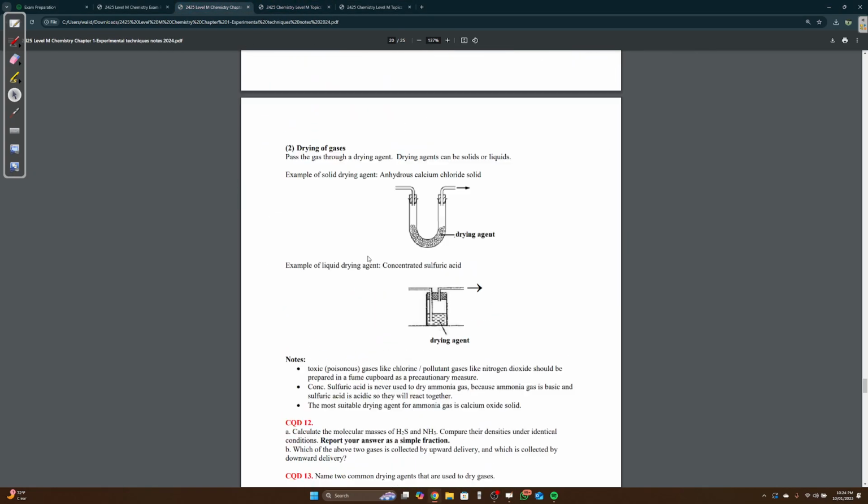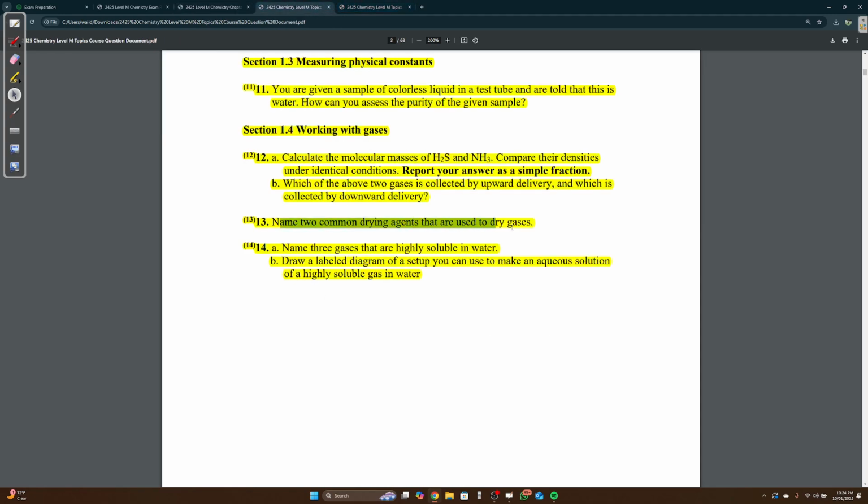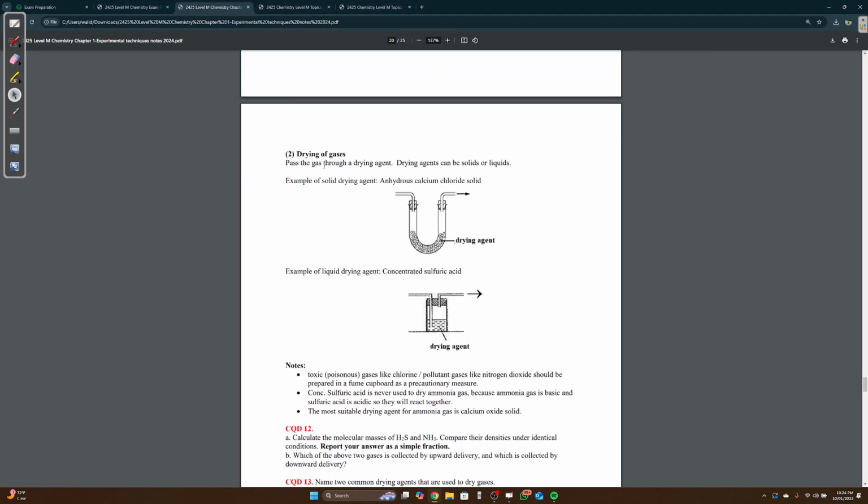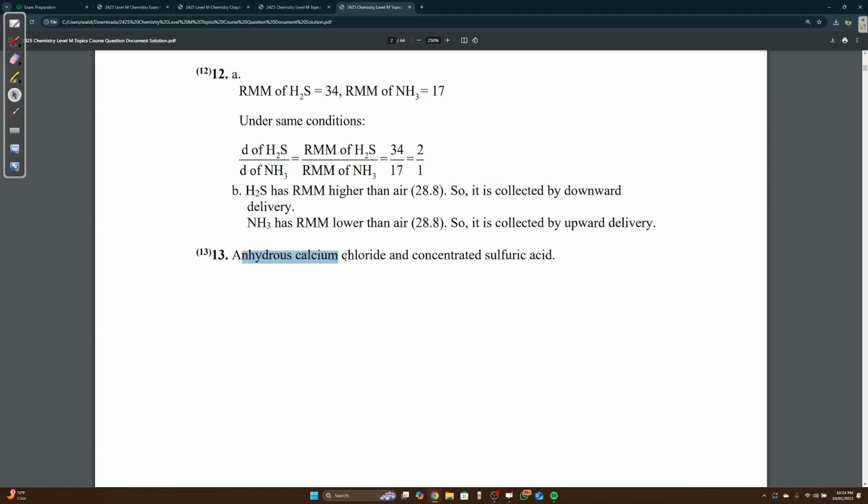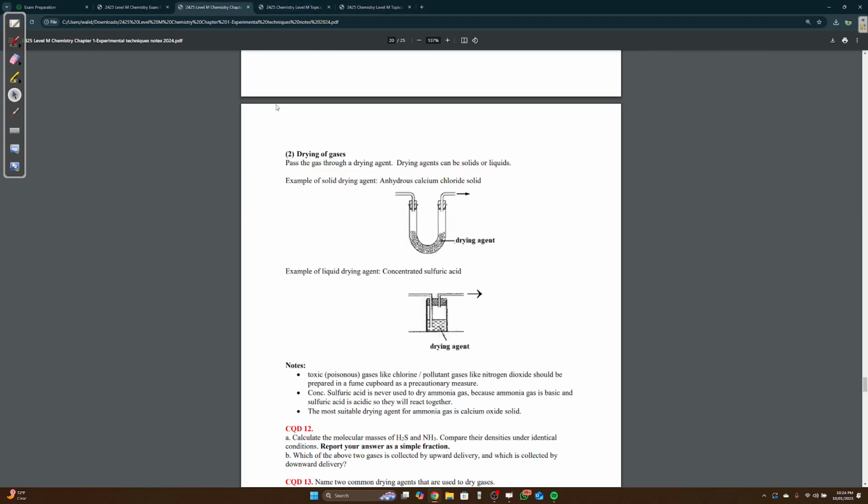So you can continue reading, but anyway, drying stuff, you can read them. Name 2 common drying agents that are used to dry gases. Oh, perfect. There are 2 here. There's a solid drying agent and a liquid drying agent in the notes. These are just stuff you memorize. Basically, they're used to take the water out of the gas. Here, it's anhydrous calcium chloride for the solid, because it's going to absorb the water. And for the liquid, it's concentrated sulfuric acid. You just memorize these: anhydrous calcium chloride and concentrated sulfuric acid.